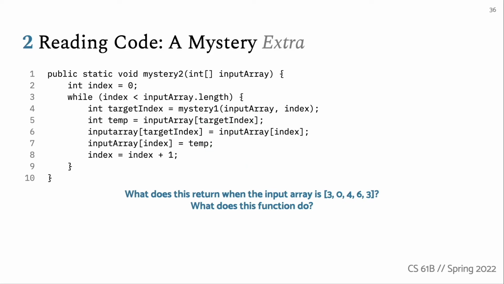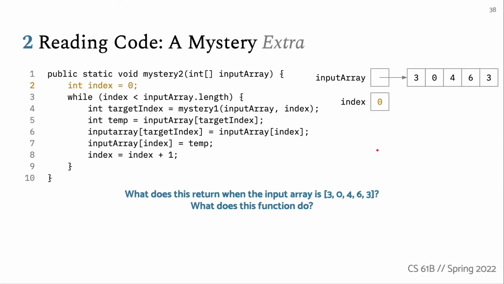Okay, let's talk about it. So first things first, let's do some setup. So we have our input array. I've pasted in the numbers from down here. So we have index equals 0, so that's set up. And now we have our while loop.